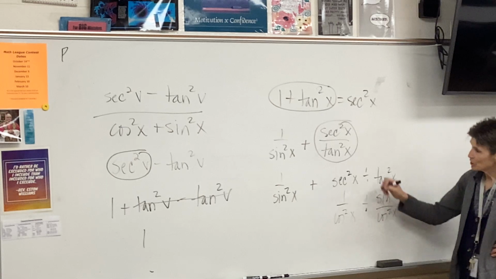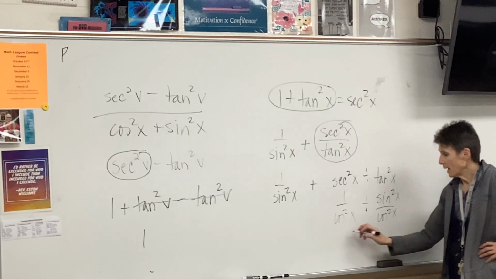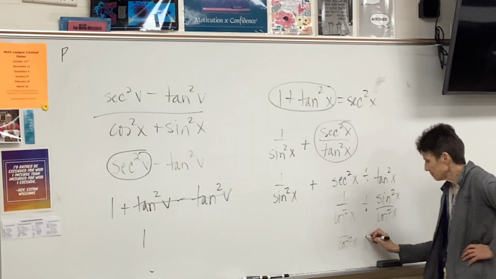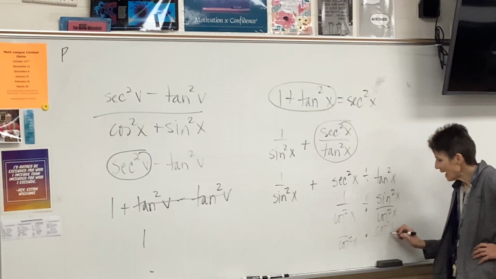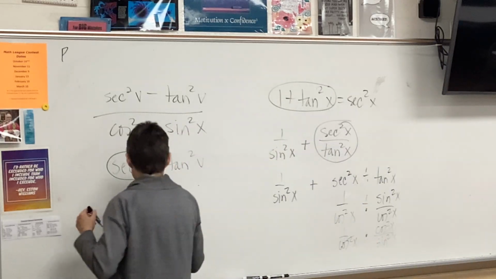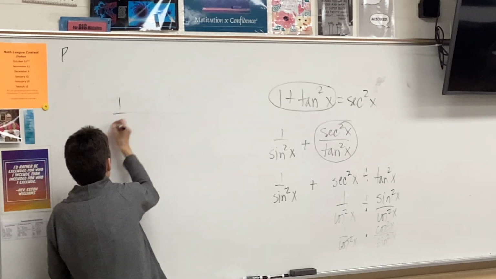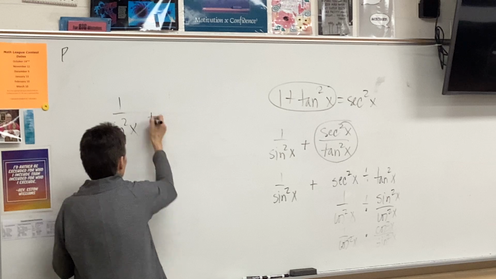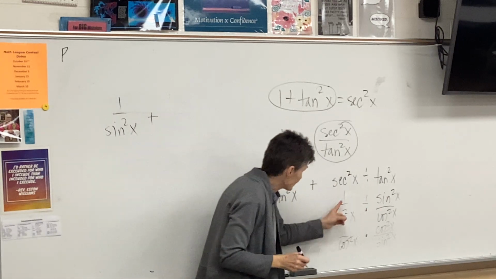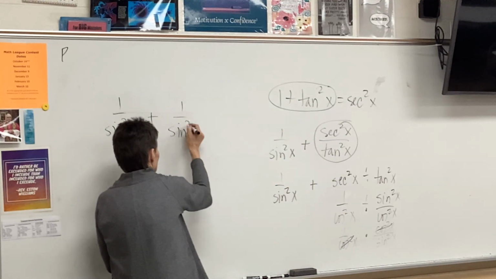Now, this is a division problem. So when I have this fraction divided by this fraction, I am going to keep, change, flip. And what happens when I keep, change, flip? I have 1 over sine squared. Now remember, I had the original 1 over sine squared from the original problem. And now I have simplified this, cleaned this up, and I have another 1 over sine squared.